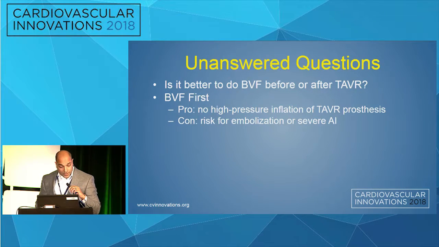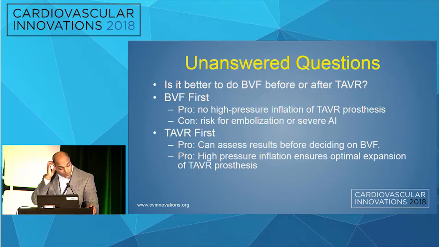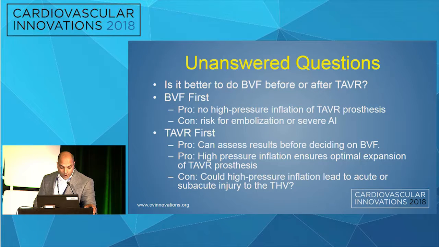The con is that we might risk embolization or severe AI by tearing degenerated leaflets. TAVR first, the pro is that we can assess the hemodynamic results before deciding on whether to do BVF. The high-pressure inflation ensures optimal expansion of the TAVR prosthesis. And the con is that the high-pressure inflation could injure the THV either acutely or subacutely.